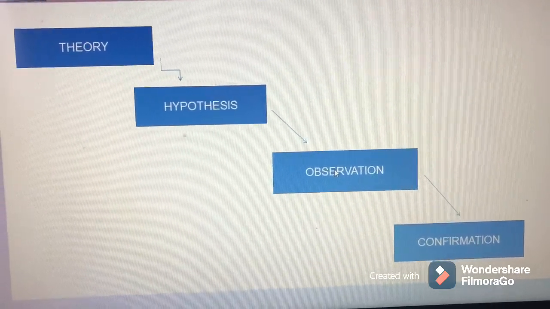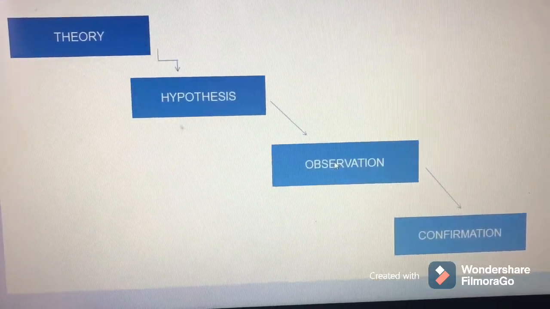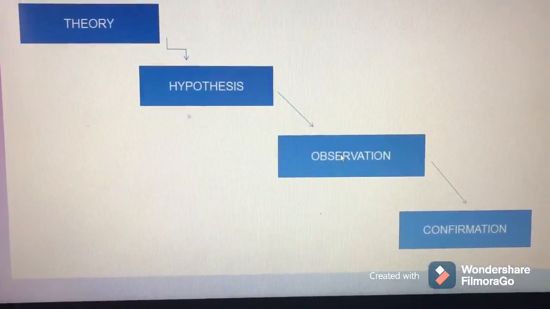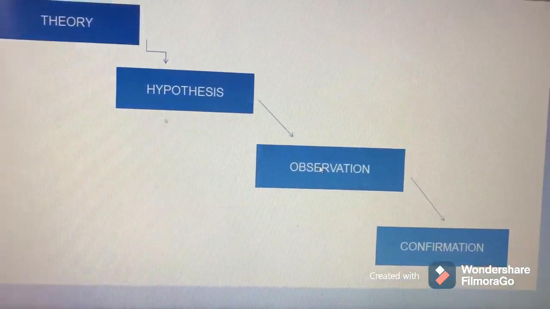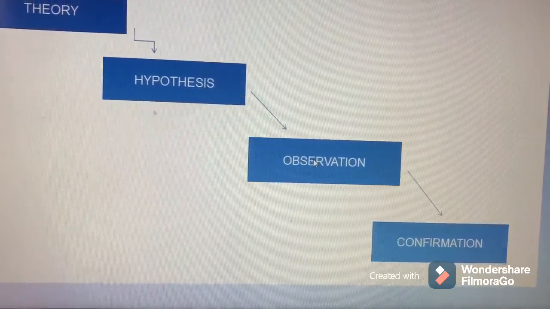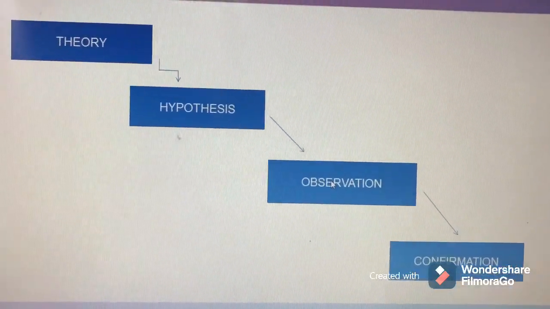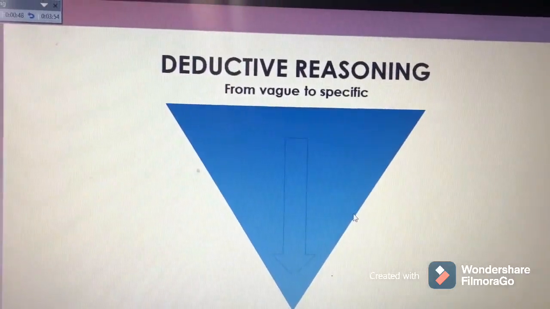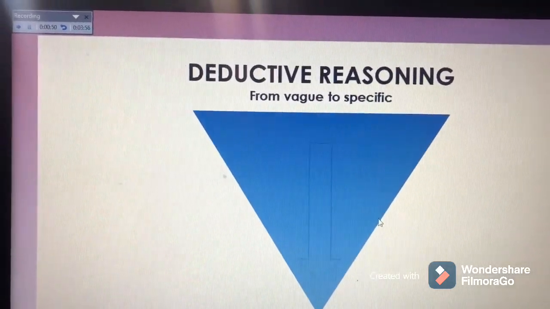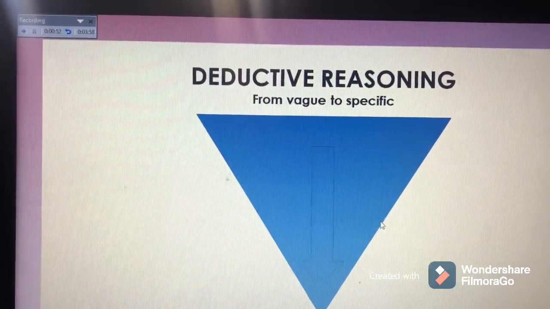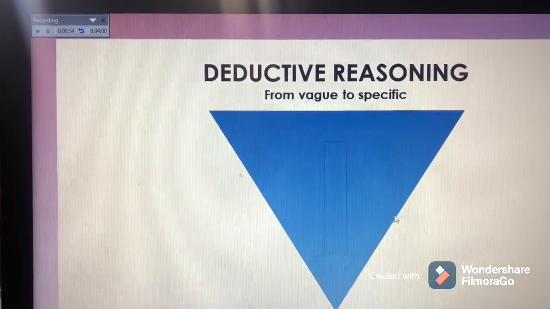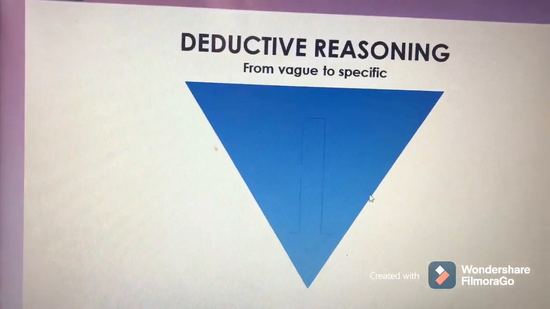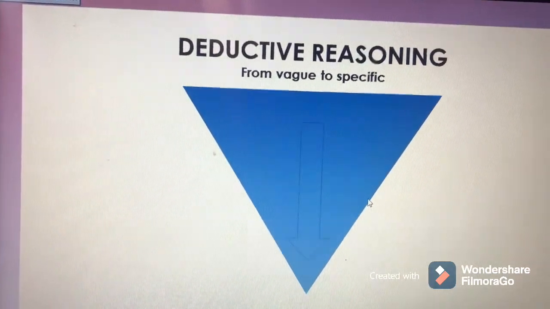First, you will make a theory, and you will have a hypothesis, and you will come up to the observation, and you will have the confirmation or the conclusion. So in deductive reasoning, you will have a vague, or should we say not necessarily precise, premise, and you will end up with a specific premise with a true conclusion.